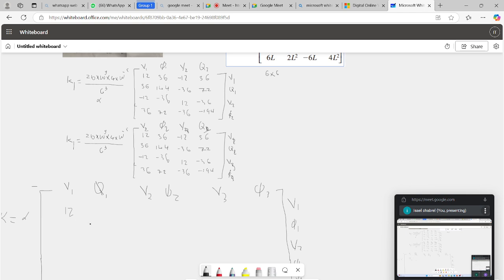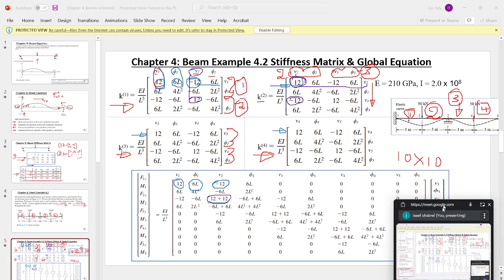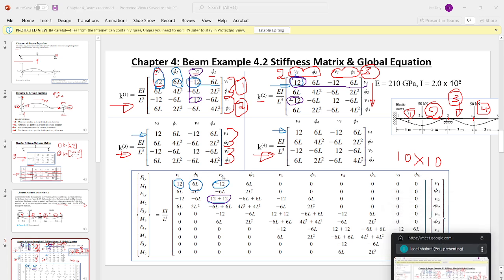Okay, we have phi 1. Phi 1 is 36. Do we have any other phi 1? Wait, am I mistaking something here? Let me check here. Phi 1 is 6L. Do I have another phi 1? No. 6L. V2 minus 12. Do I have another V2 here? V2 minus 12.